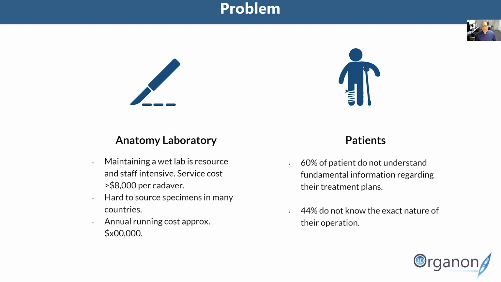Maintaining a wet lab with cadaveric specimens is resource and staff intensive. It's quite expensive. The cost of service per cadaver can easily reach $8,000. In some countries, it's very difficult to source cadaveric specimens. It's very difficult to get body donors. And the annual cost for running an anatomy lab can easily get to $300,000, $400,000, $500,000, maybe more, depending on the size of the school.